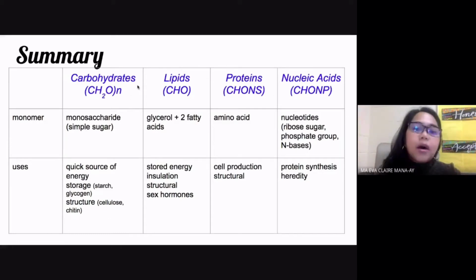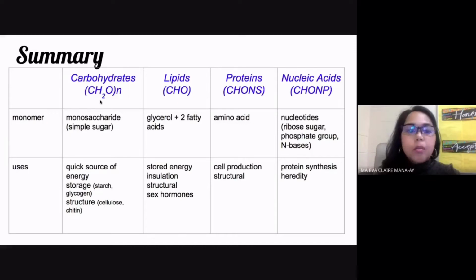Now, as part of your warm-up or review today, you were asked what the differences and similarities are between your carbohydrates and your lipids. One similarity you can find is in their structure. Both carbohydrates and lipids are made up of carbon, hydrogen, and oxygen. The difference is in their proportion.